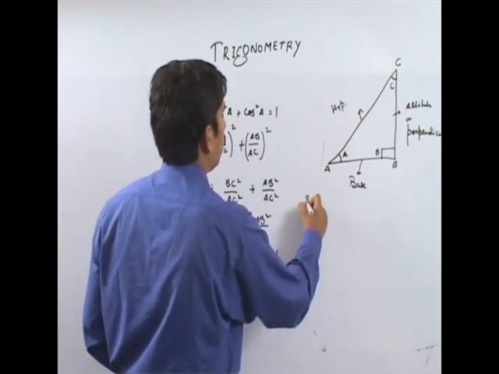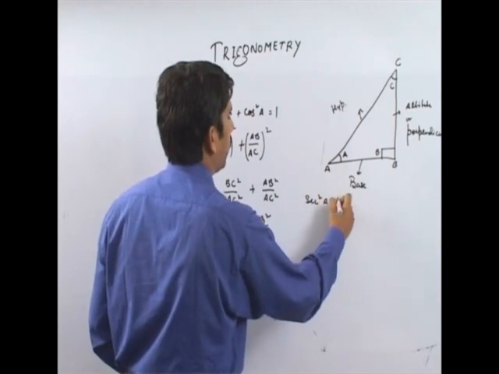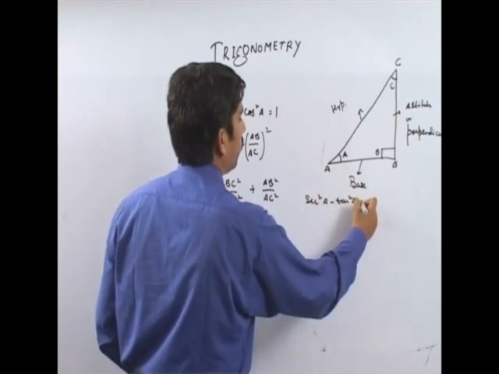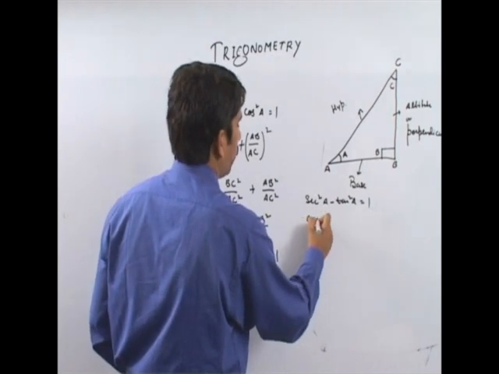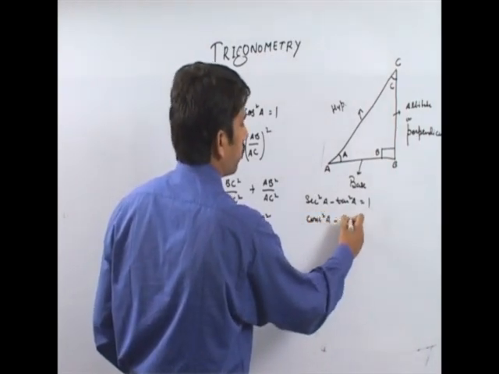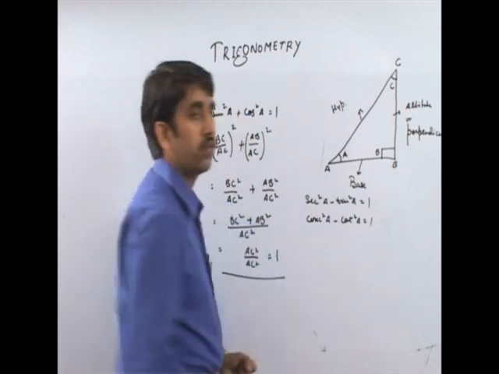In a similar way, you can prove secant square A minus tan square A is equal to 1, and cosecant square A minus cot square A is equal to 1.